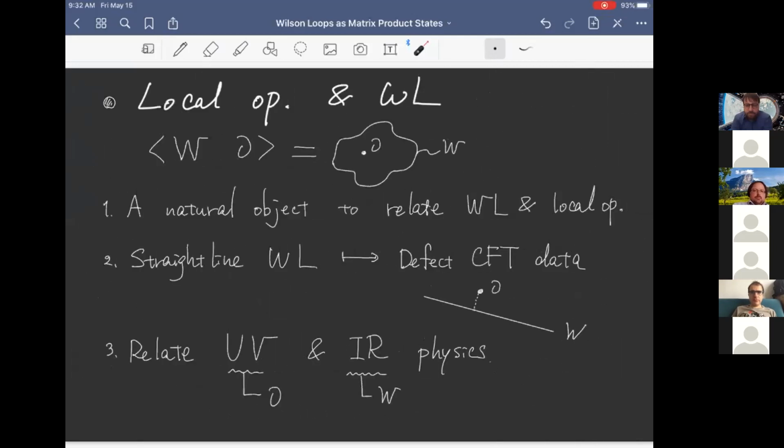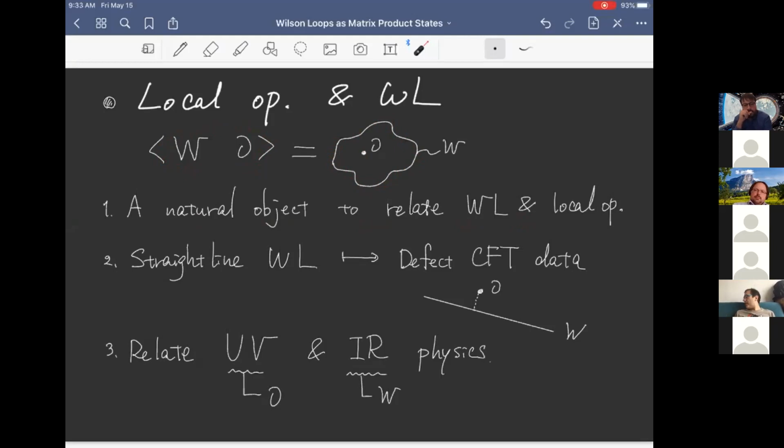Okay, so let me first discuss the first point. I said I'm going to discuss the correlation function between Wilson loop and local operator. So for instance, I put a local operator here and consider Wilson loops around it. The first comment I want to make is that because my objective is to make a connection between Wilson loop and local operator, it is actually a very natural object to consider.